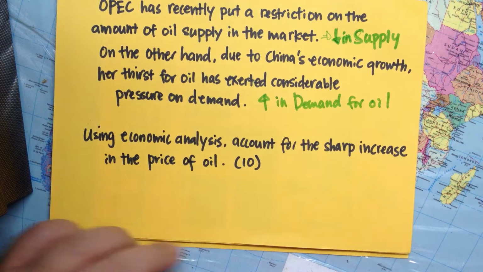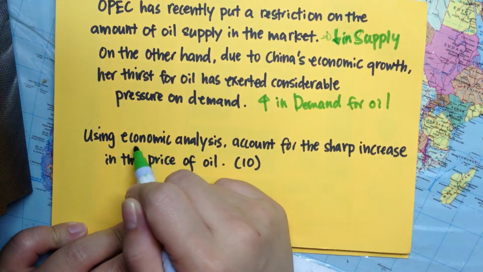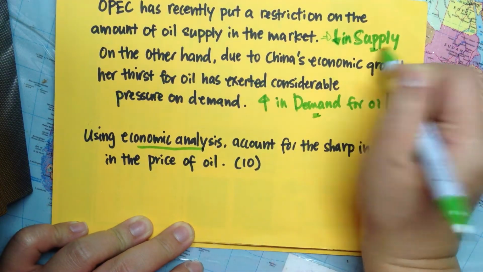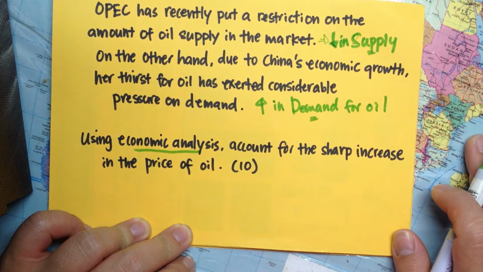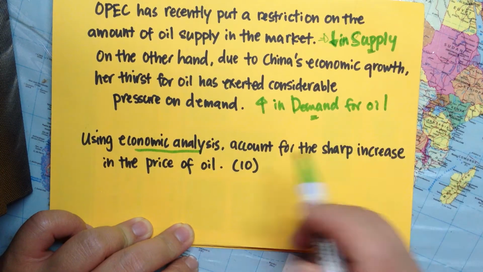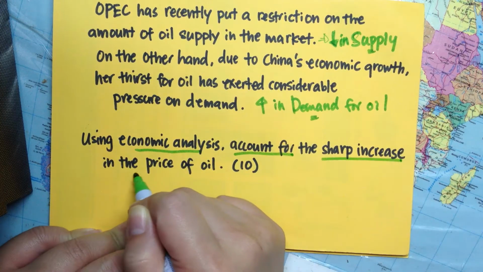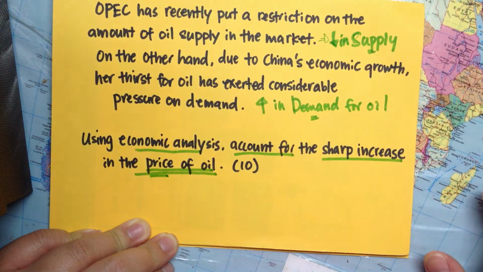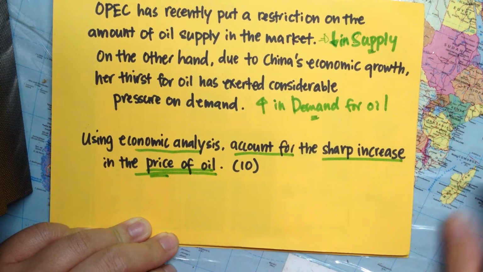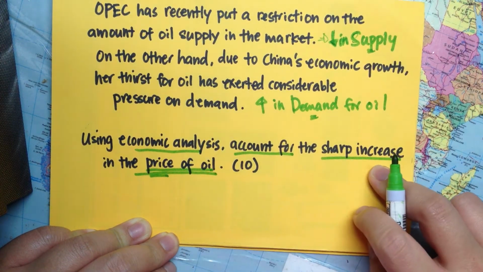So, a simple 10 marks question using economic analysis. Clearly over here we are looking at the demand and supply concept, and you have learned from the previous chapter that the price is determined by the interaction of demand and supply. So the next part, account for the sharp increase in the price of oil. This question is interested in the price of the oil, and you have to use the changes, the events here to explain why the price of the oil will increase.